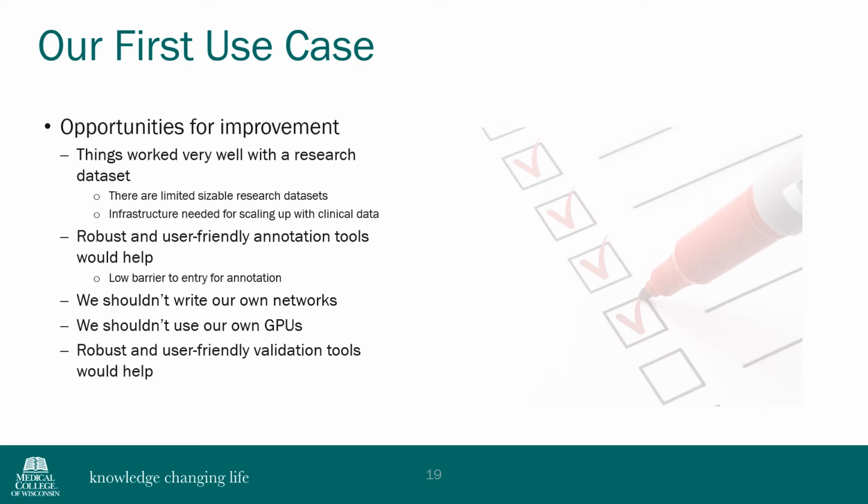Beyond that, we saw that we're end users of this technology. We're not at the leading edge of writing our own networks, so using other people's networks would certainly be a good thing. Beyond that, it seems a little excessive to buy a $2,000 graphical processing unit and use it once every few years when you have a task that could use it. So developing the infrastructure in a way to use other people's GPUs or communal GPUs would be a good thing. And finally, robust and user-friendly validation tools would certainly be helpful.